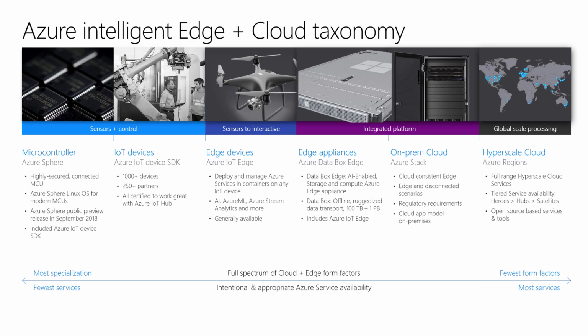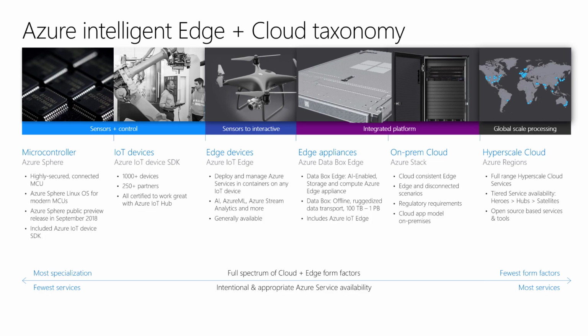Now, in order to process the data gathered from those sensors and controls and interactive sensors on edge devices, you need some sort of a compute or a platform to process this data. Here's where the Azure Databox Edge, Azure Stack Edge, and Azure Stack Hub is coming into the picture. Now, Azure Stack Edge, previously known as the Databox Edge, is an AI-enabled storage and compute Azure Edge appliance. So one new server provides you just enough compute to run those edge Azure services.